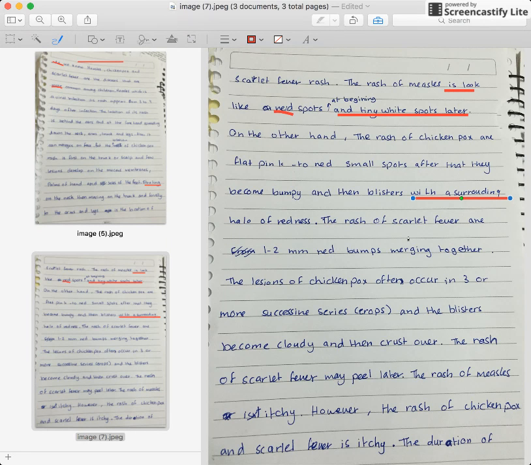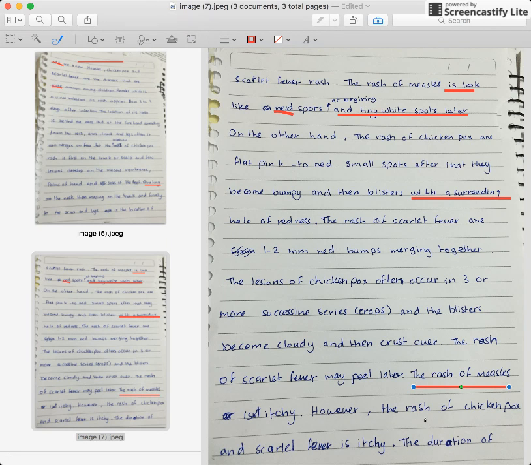"The rash of scarlet fever are 1 to 2 millimeter bumps merging together, and the lesions of chickenpox often occurs in 3 or more successive series of crops." Okay. "Become cloudy, then cross over. The rash of scarlet fever may peel later. The rash of measles isn't itchy." Okay. Now you're just mixing everything together. I think this is a new paragraph when you're talking about being itchy.